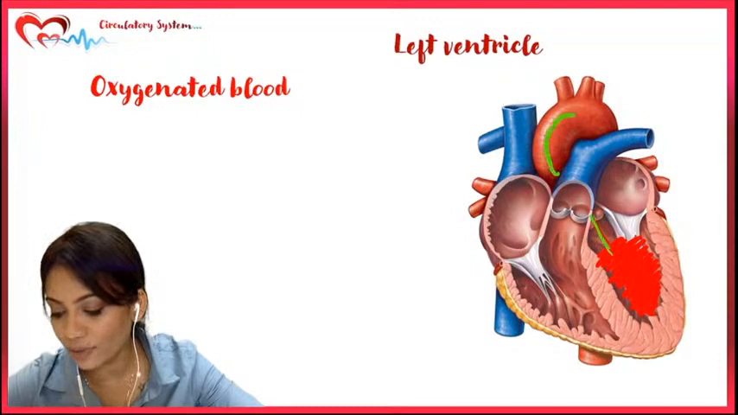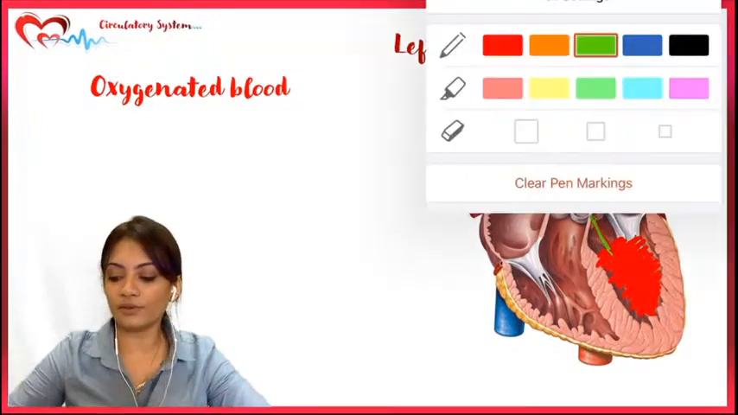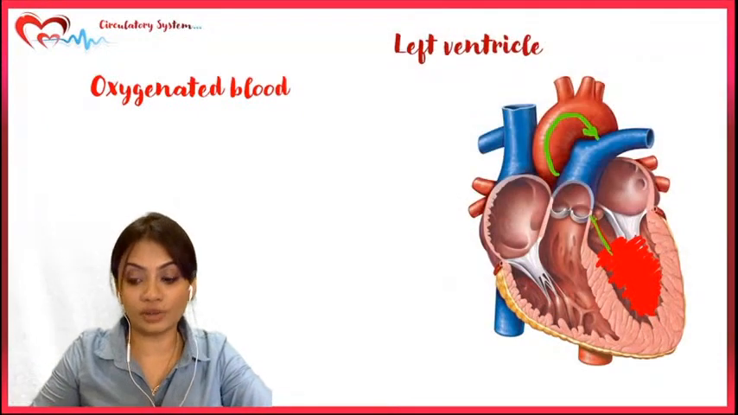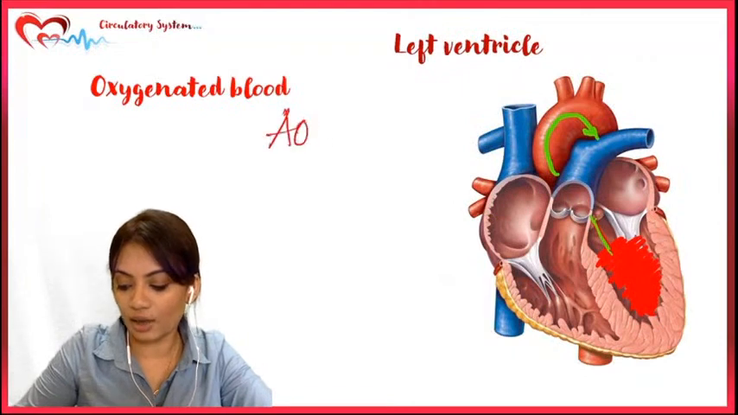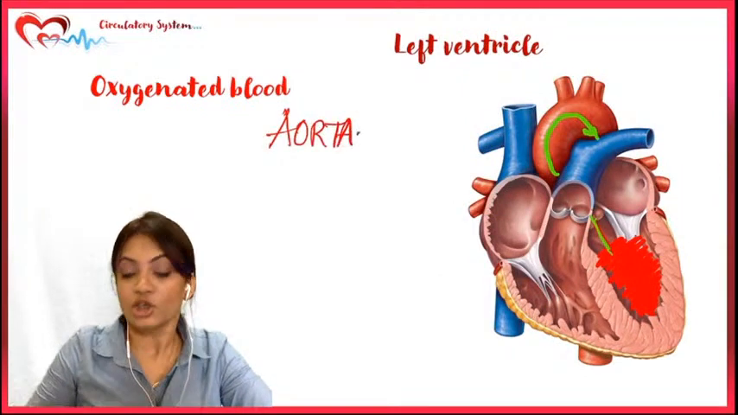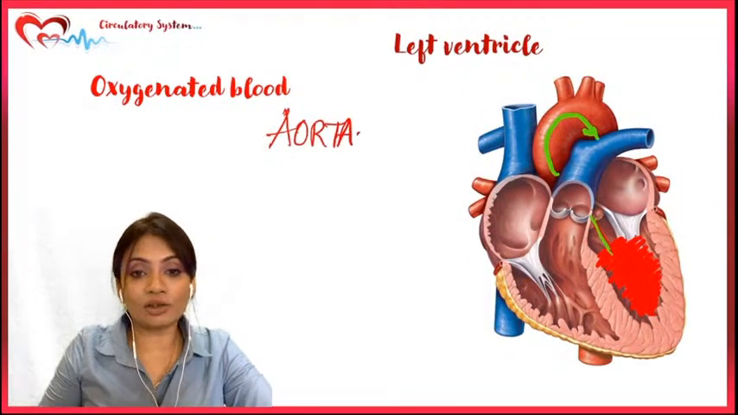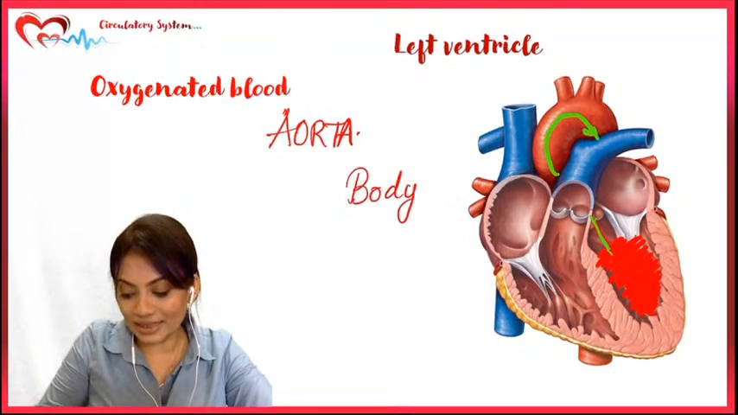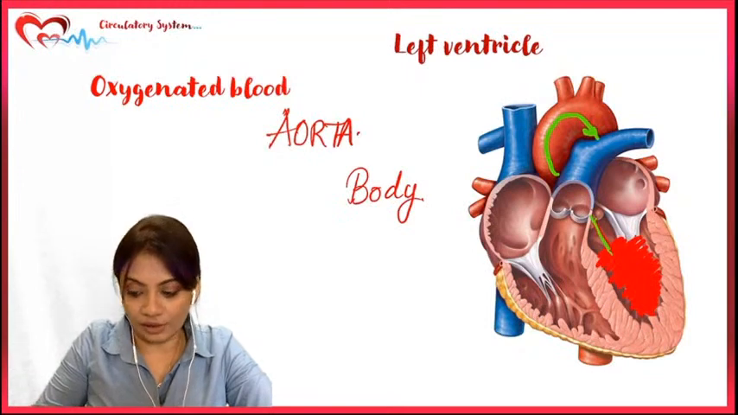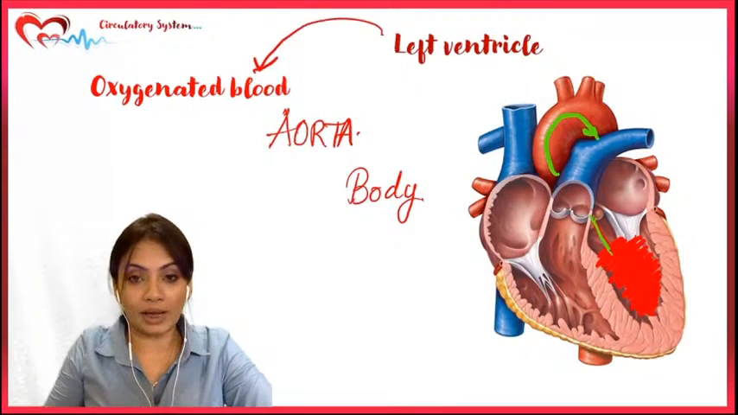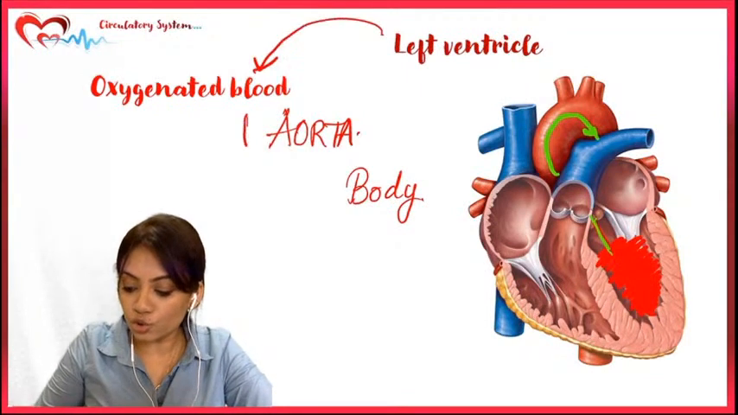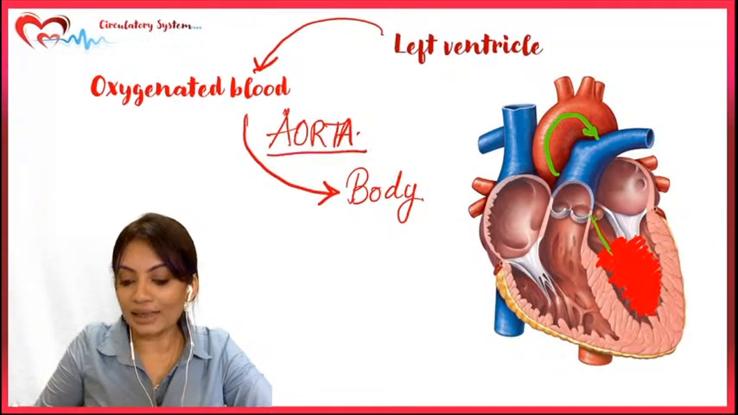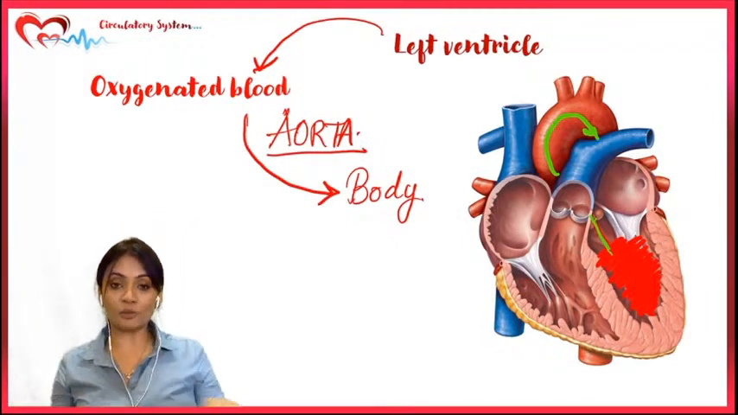And which was this blood vessel? Remember, we learned the name of it, and it was the largest artery of the body, and it was called the aorta. Okay, and where is that aorta going to be leading to? It's going to be leading to the body. So, we can say that from the left ventricle, oxygenated blood will be carried to the whole body by the aorta. Alright, I hope that made sense.